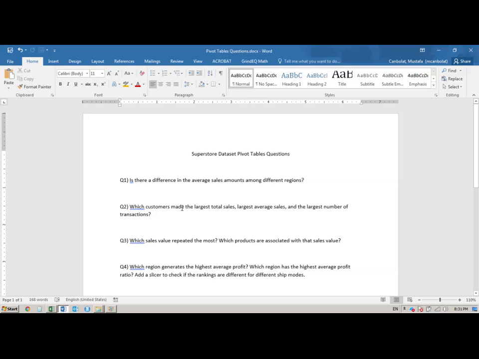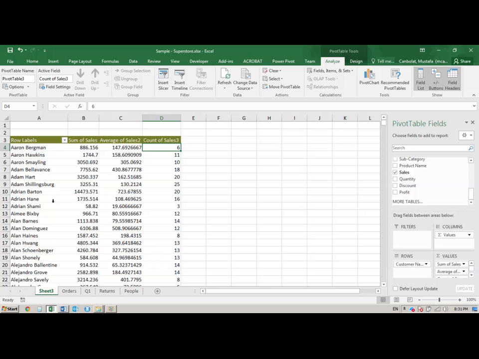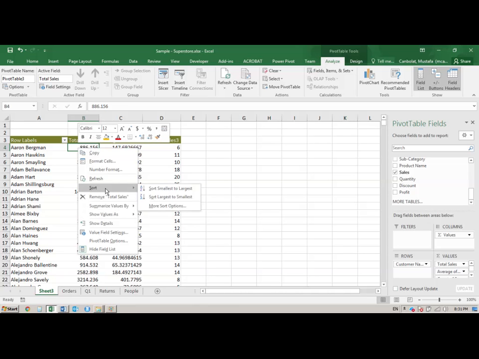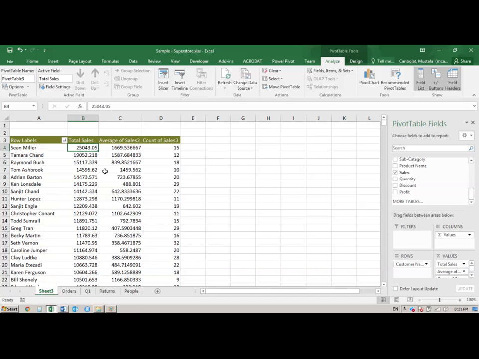So which customer made the largest total sales? I take here, and I can just change this title. Instead of sum of sales, I can say total sales amounts, etc. Then I can right click in here, and sort them largest to smallest. And I see that the largest sales belong to Sean Miller, and then Tamara goes second.